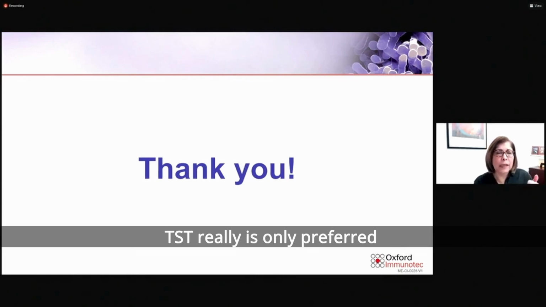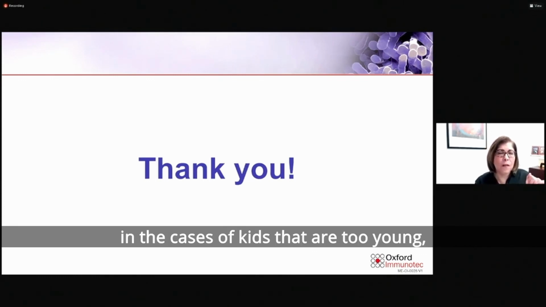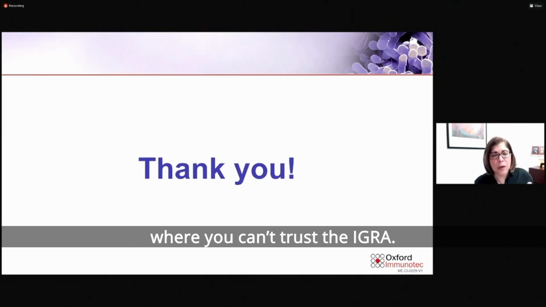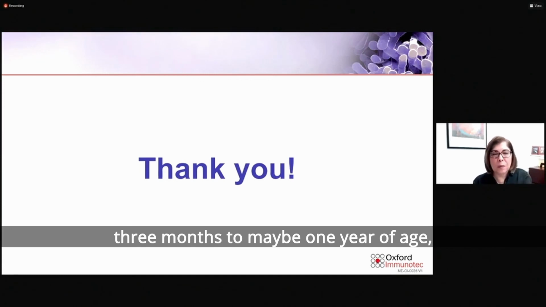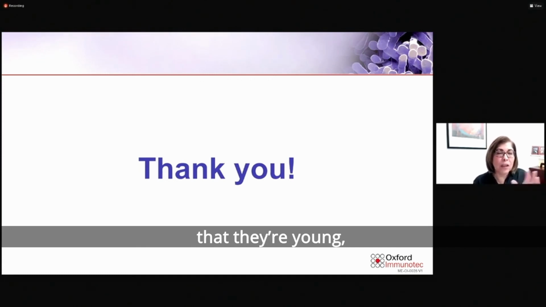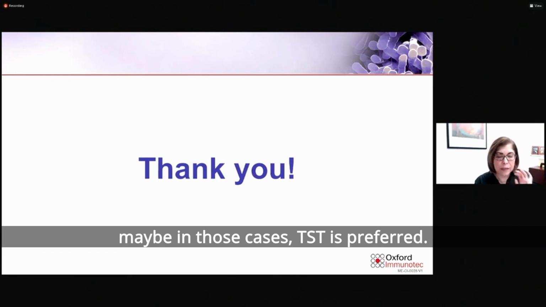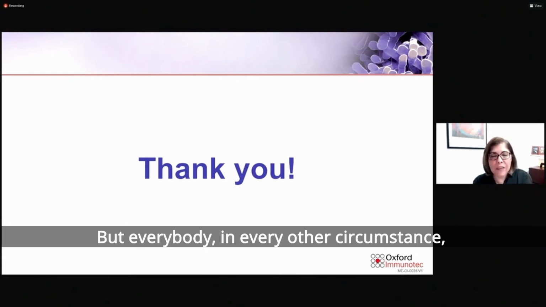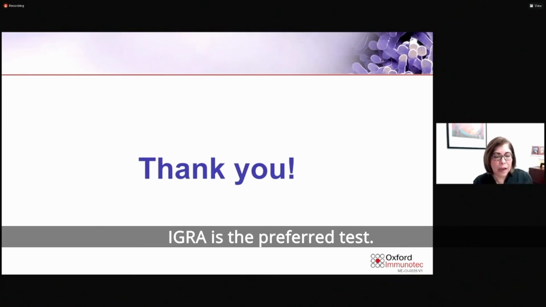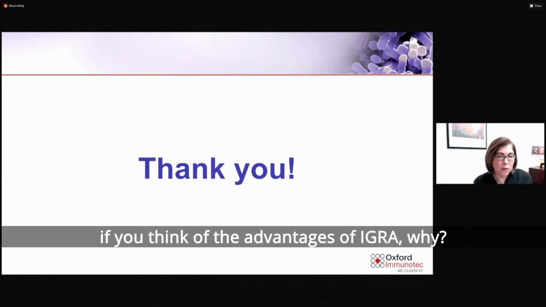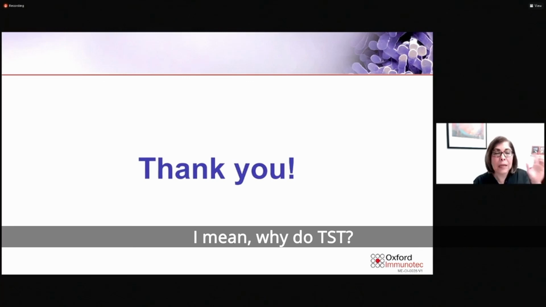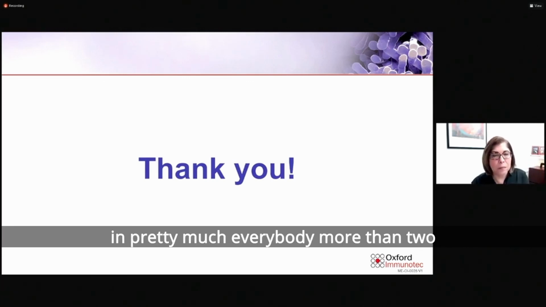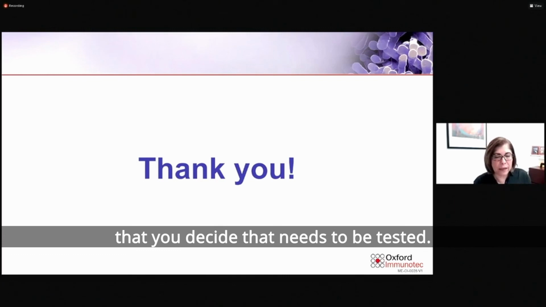TST is really only preferred in the cases of kids that are too young, where you can't trust the IGRA. I'm talking about 3 months to maybe 1 year of age. Maybe in those cases TST is preferred, but in every other circumstance, IGRA is the preferred test. You can do TST in other kids that are not BCG vaccinated, but if you think of the advantages of IGRA, why do TST? You should do IGRA on pretty much everybody older than 2 that you decide needs to be tested.